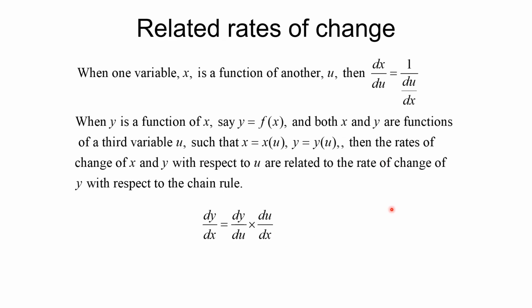So for example, how the rates can be related: with respect to x, dy/dx will be dy/du multiplied by du/dx. So this part here is actually dividing by dx/du. You get your dy/du from here, your dx/du from here, and then dy/du divided by dx/du, and you will get dy/du multiplied by du/dx.